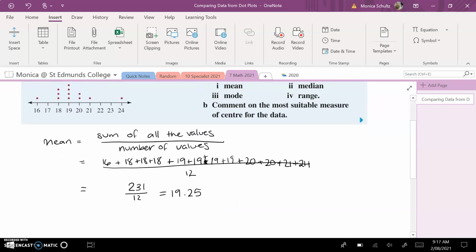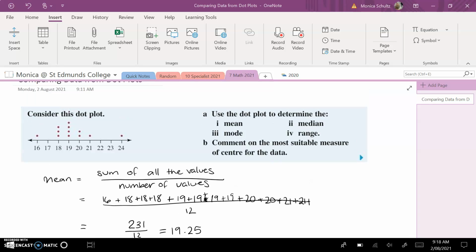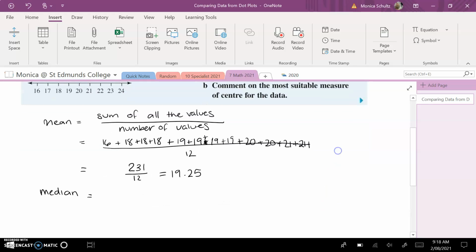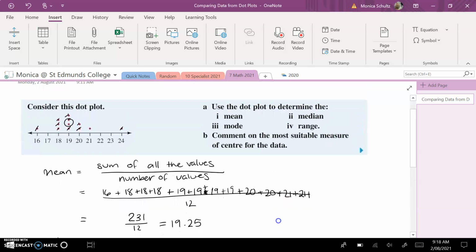So then the median, and now my median I can get by counting in towards the middle. If I have an even number, I'm going to end up with 2 in the middle, but I can still count 1, 2, 3, 4, and then my middle is both 19, so my median is going to still be 19. My mode will also equal 19 because there's 4 19s and the next closest is 3 18s.